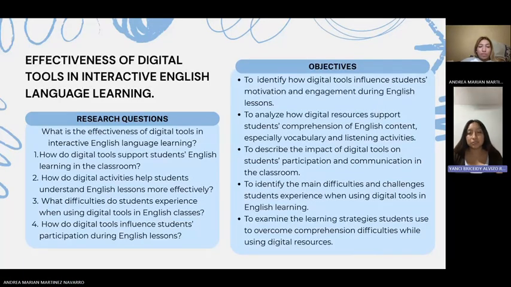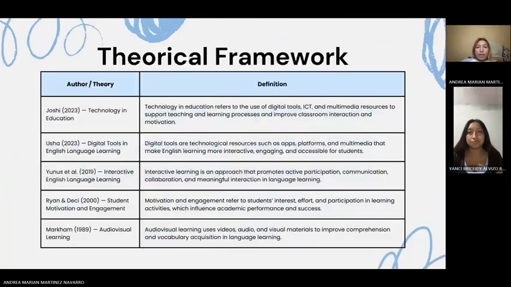increases classroom participation. Now let's talk about the theoretical framework that explains that technology, videos, apps, and multimedia resources can make English learning more engaging and also effective for the students. Different authors also mention that interactive learning promotes communication and good collaboration between students.